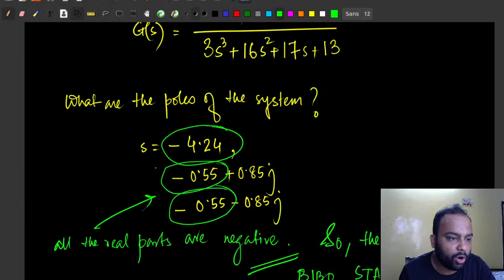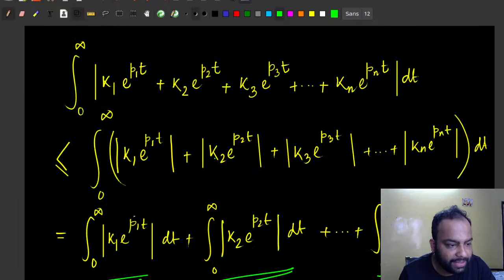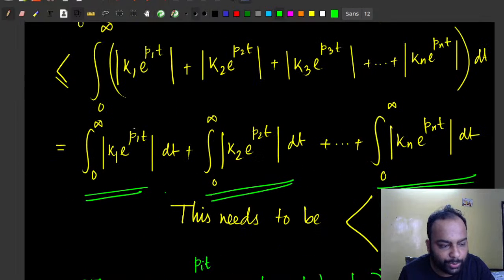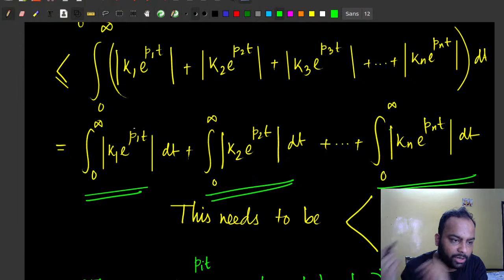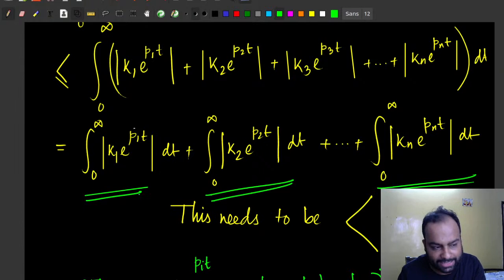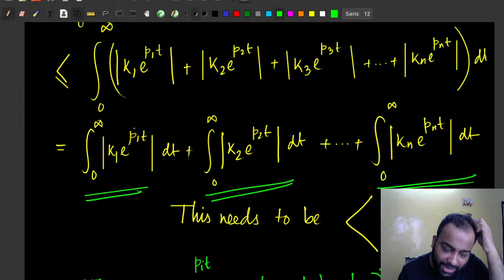So at least one pole on the right half plane essentially means that at least one of these integrals will diverge. It means at least one of these integrals will give you infinity as an answer, right? And since infinity plus any finite quantity is still infinity, the integral is diverging.